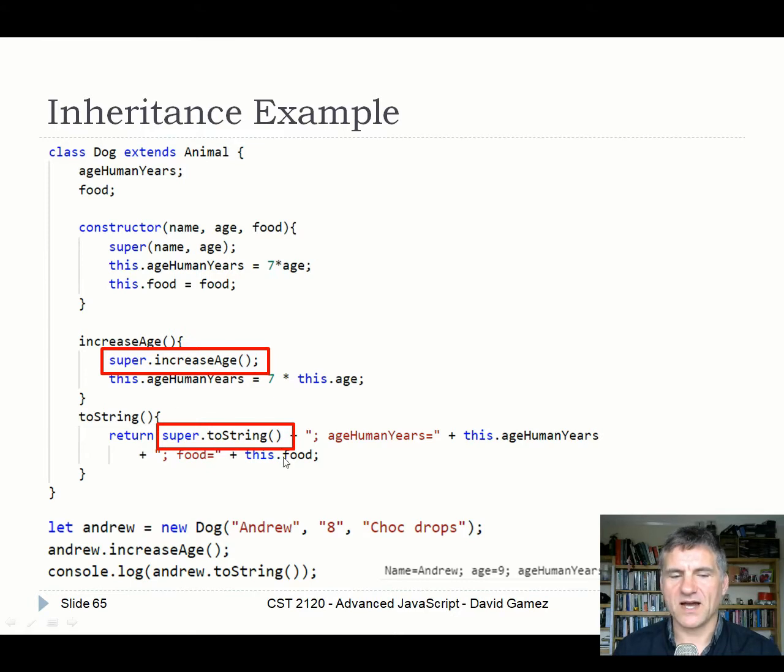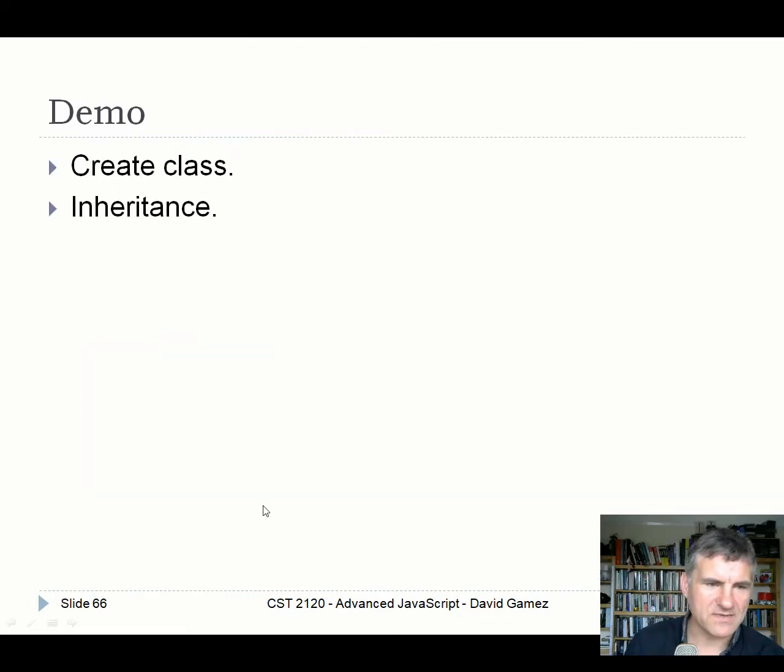And here I'm combining the super toString method with some other strings that are specific to dogs, yeah? So I'm using the code that exists already in animal, but then I'm extending it in very specific ways so that my dog is customized to be the specific kind of animal that a dog is, yeah? And then to use that, again, I just use new dog, and then I can use increase age, toString, etc. Right. So let's do a little demo of that.